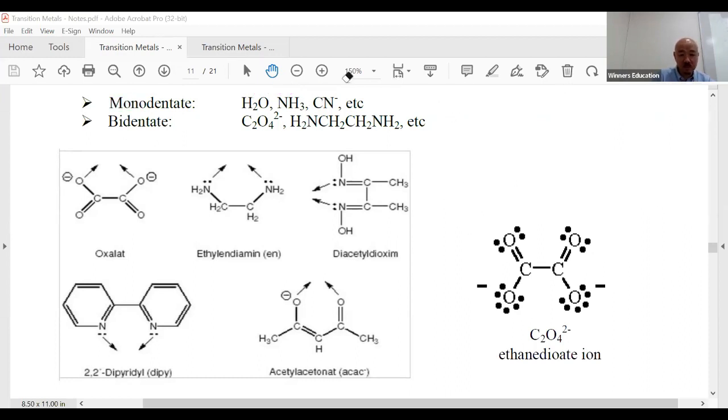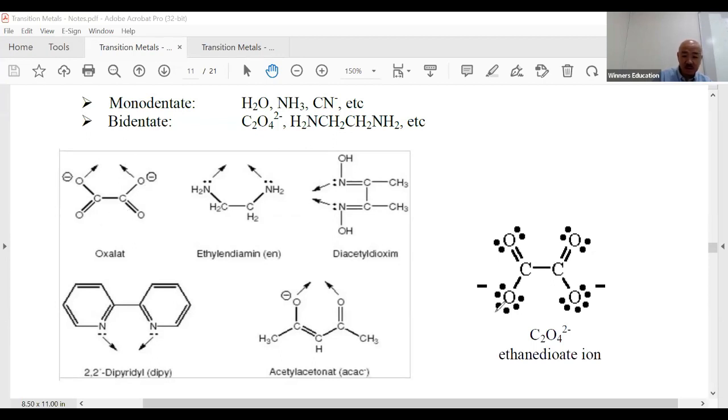Once again, there are two lone pairs. This ion, we saw it before. Where have we seen this before? Organic chem. What is this? This is from ethanedioic acid. Give out the 2H plus, it becomes the ethanedioate ion. So once again, this is bidentate. We are going to find two lone pairs on it. So these are all examples of the bidentate.